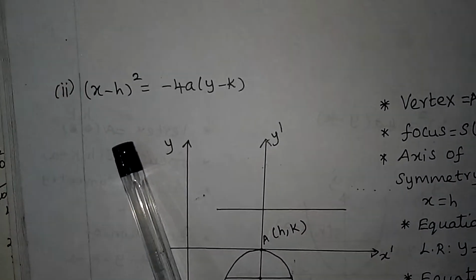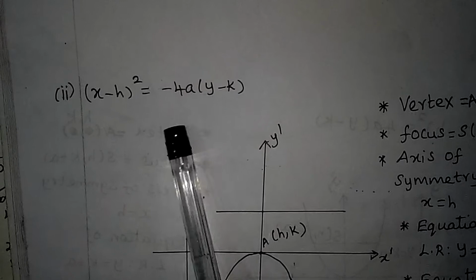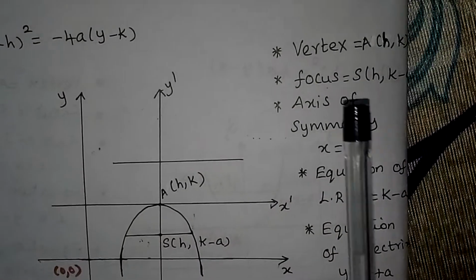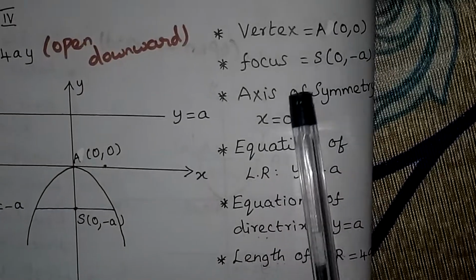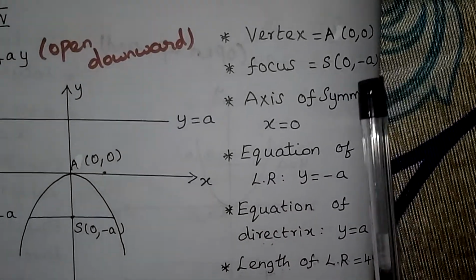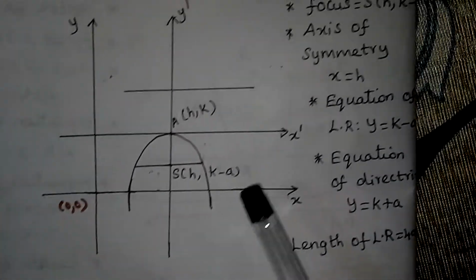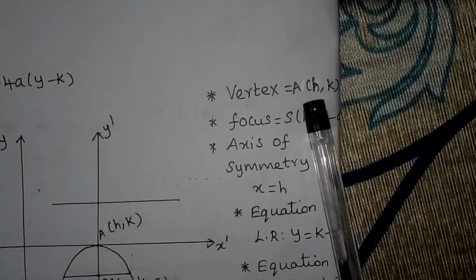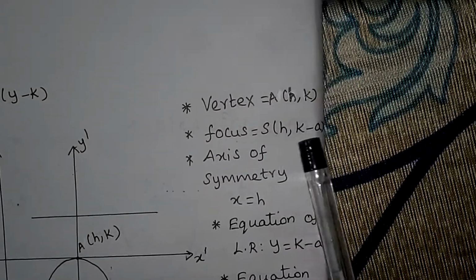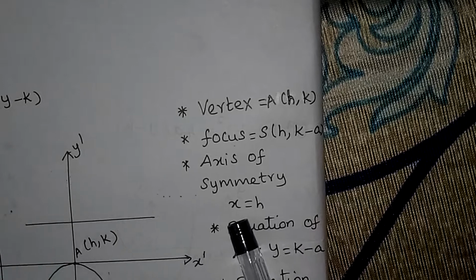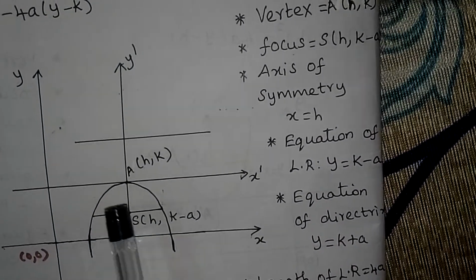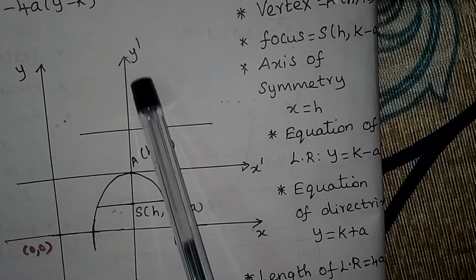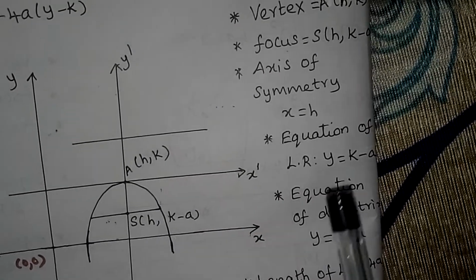In the same type, if the vertex is not the origin, the equation will be like this. And for the vertex, you can derive the formulas, isn't it? Here you have to put h plus, k plus. So now we will get these formulas. Vertex is h comma k, focus is h comma k minus a. Axis of symmetry is x is equal to h, that is this line. X is equal to h.